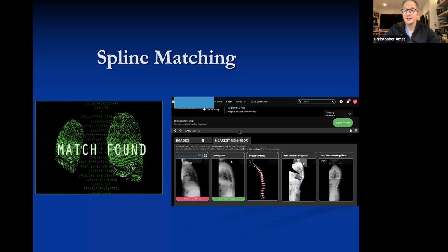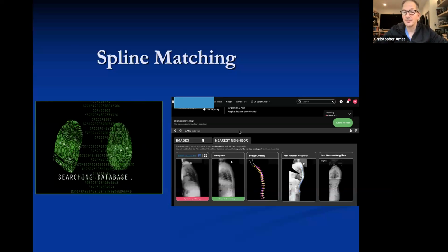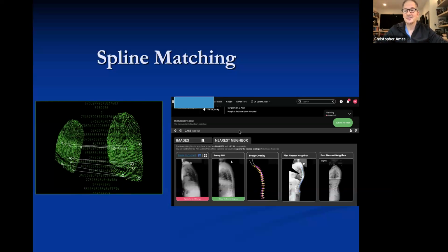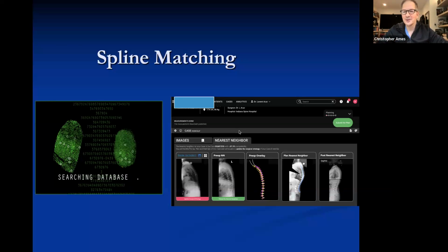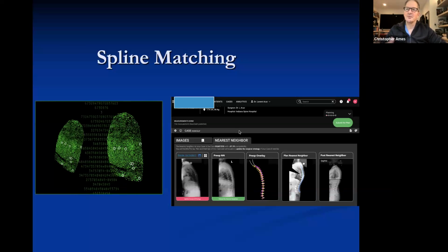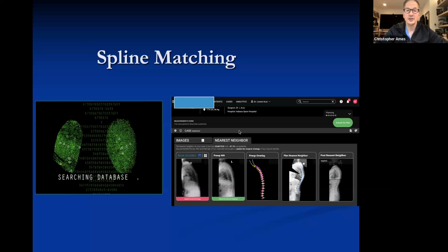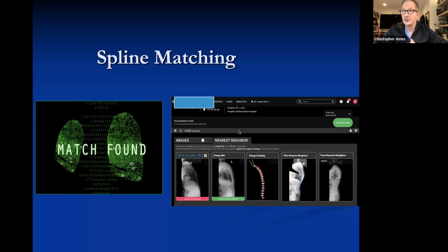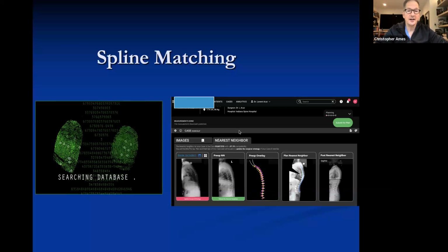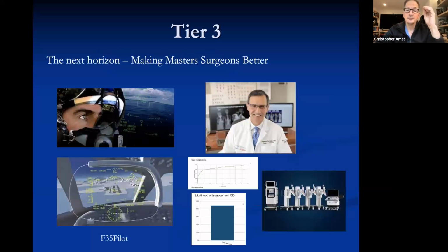And this will allow you to easily pick out patients you operated on before and say, this is what I did before. This didn't work very well, or this worked very well for this patient. This is something I want to do as well. And you can also look at other surgeons across Europe, Asia, South America, and North America this way.